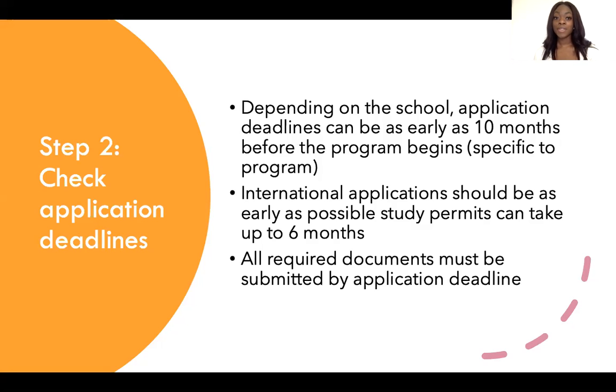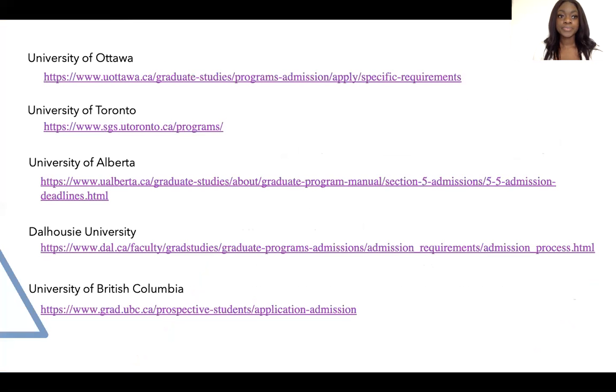And there are so many steps within that process, especially if you're coming from a different country or a different continent. Even just getting a study permit, which I'll talk about later, can be a pretty lengthy process as well. You also have to make sure that all required documents are submitted by the application deadline. I've listed a few universities in Canada here and the different websites you can go to look at the deadlines.